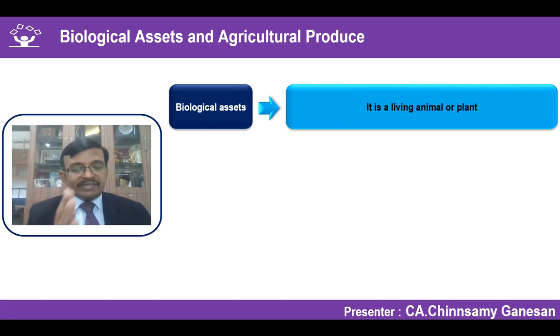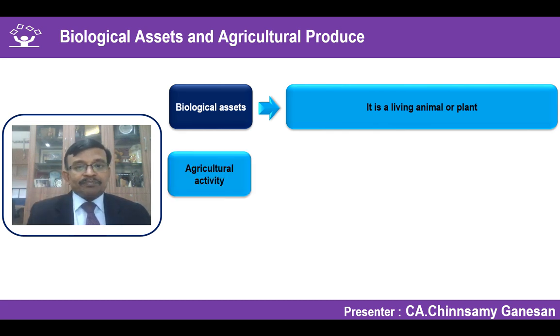Plant examples which we can give, whatever we have seen: coffee plant, tea bushes, rubber trees, palm trees, all of them, even cotton trees can also be considered as part of your plant. So it may be a living animal or it may be a plant.